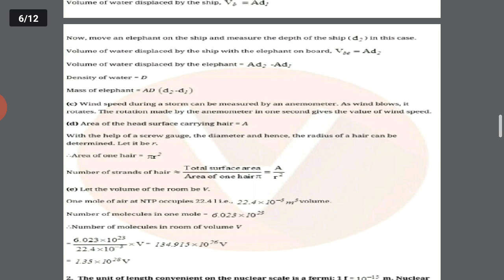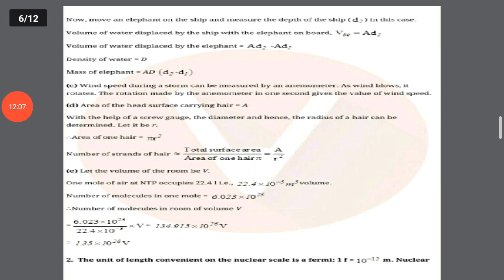Now move an elephant onto the ship and measure the depth of the ship, D2, in this case. Volume of the water displaced by the ship with the elephant on board is V2 is equal to A D2. So the volume of water displaced by the elephant is A D2 minus A D1. Density of water is d. Mass of the elephant will be equal to A d (D2 minus D1).